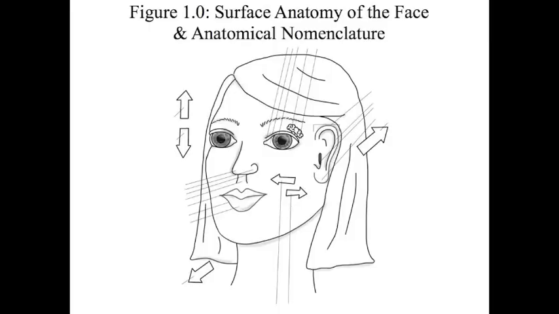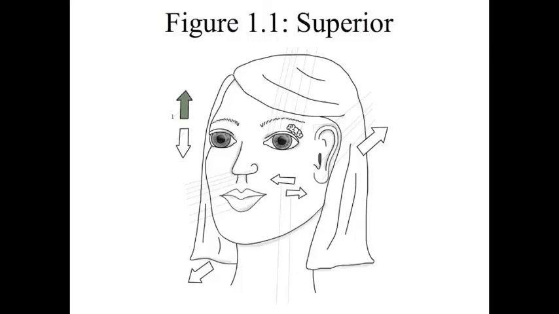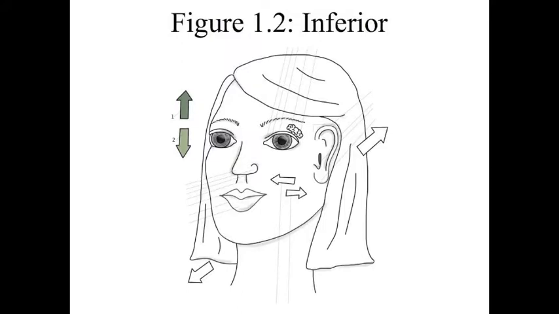So here we go. Let's start with figure 1, surface anatomy of the face and anatomical nomenclature. We're going to start with item number 1. This is the word superior. This is part of the anatomical nomenclature. We're going to have a lot of words: superior, inferior, anterior, lots of iriors. They're going to help you understand how we're referencing the body. So superior means everything at the top. Number 2 is inferior. That makes sense, just the reverse, everything low.